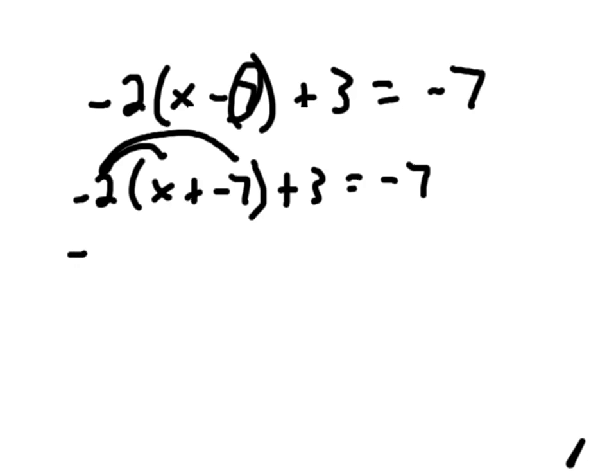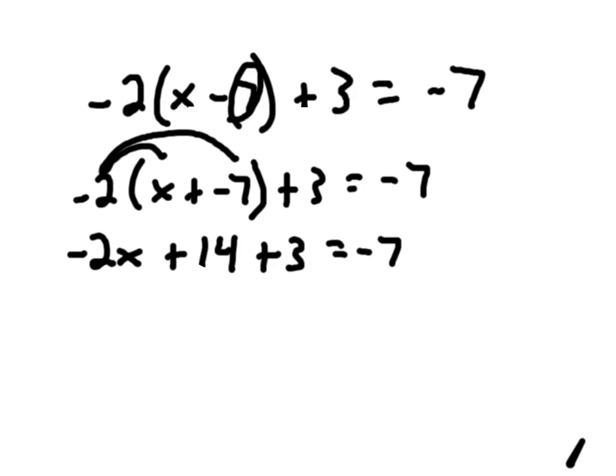So I'm going to have negative 2 times x plus, and then negative 2 times negative 7 is positive 14. So that's from distributing this. Negative 2 times x, negative 2 times negative 7, positive 14. I leave everything else, so I've still got plus 3 equals negative 7.